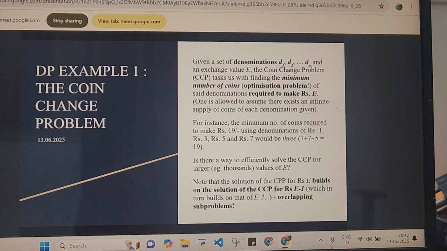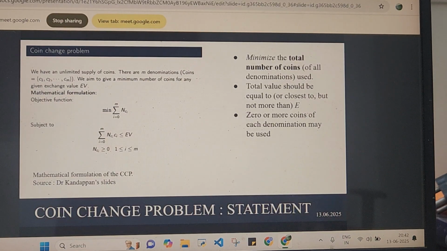So now you know that this is an optimization problem and there is an overlap of subproblems. So there is an interdependence between the smaller problems. So we know this qualifies as something that can be solved using dynamic programming. So I'll quickly explain the same thing in a mathematical format. This is a screenshot of a slide from Kandappan sir's PPT. So you have C1, C2, Cm. This is the notation he's chosen to use for denominations.